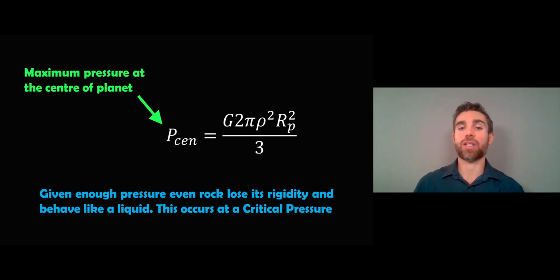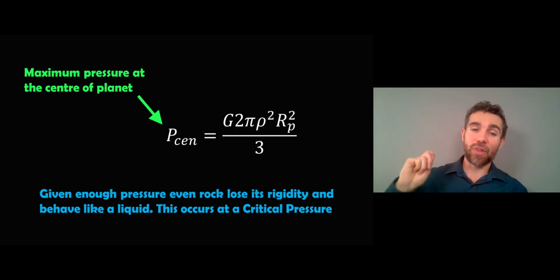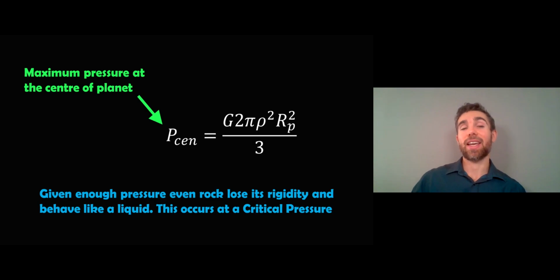So the maximum pressure, which we already know is going to occur at the center of the planet, we can write like this. So what we've got here is the maximum pressure which occurs at the center. Now, the interesting thing that starts to happen here is that even rock can behave like a liquid under high enough pressure.